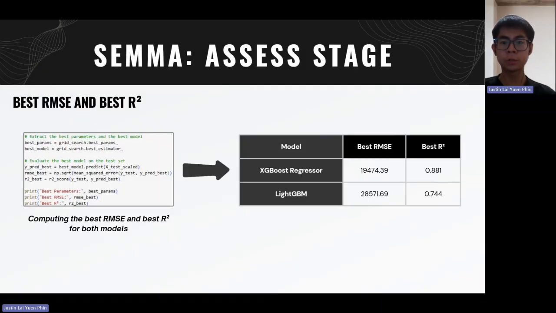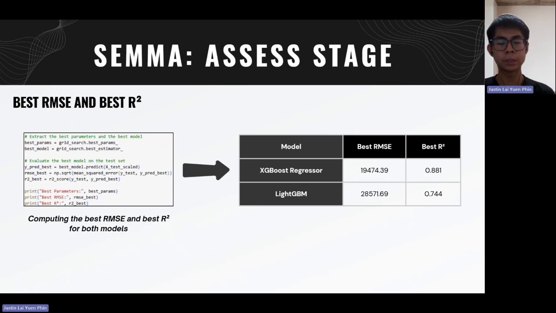Hi everyone, I'm Justin. So now we'll continue to step 5, the model evaluation or assess stage. The models were assessed using two key metrics, the RMSE and the R-squared score. The RMSE, standing for root mean square error, measures the prediction error in the same units as the target variable, while R-squared quantifies how much variance in the target is explained by the model.